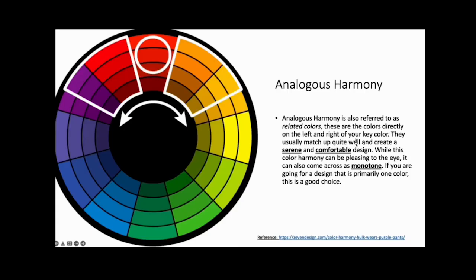Okay, the next one we're going to talk about is the analogous harmony. So this is really referred to as related colors. They're colors directly to the left and the right of your key color. They usually match up really well and create something that's a really comfortable design. It can also come across a little bit as monotone, but if you're going for a design that is primarily one color, this is a great choice to do that with.